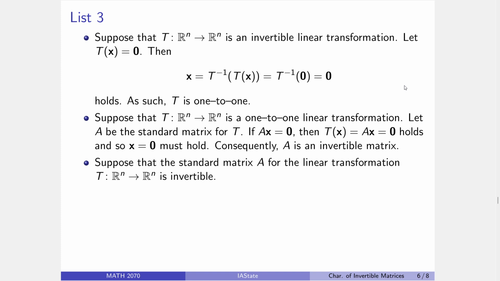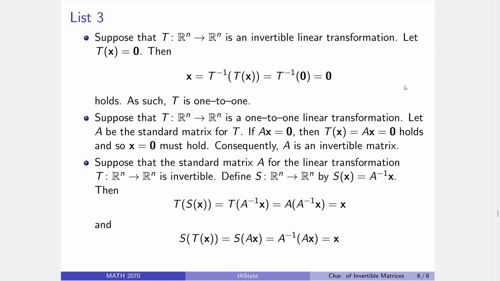Now, suppose that the standard matrix for A, for the linear mapping, is invertible. Define S to be the linear transformation defined by A inverse times x. Well, then if I look at T of S of x, I'll get x, and if I look at S of T of x, I will also get x back. So in other words, T is an invertible linear transform.